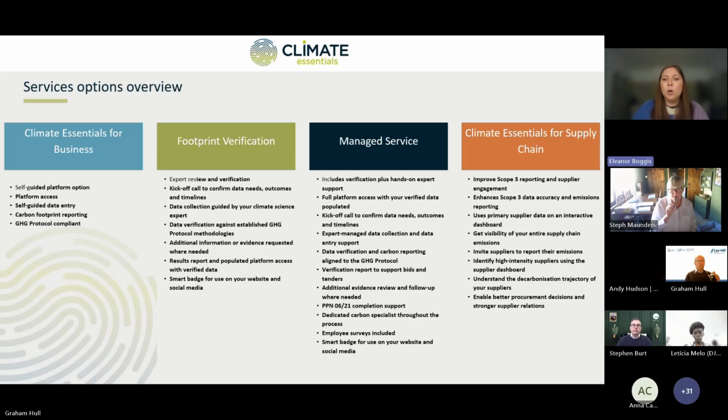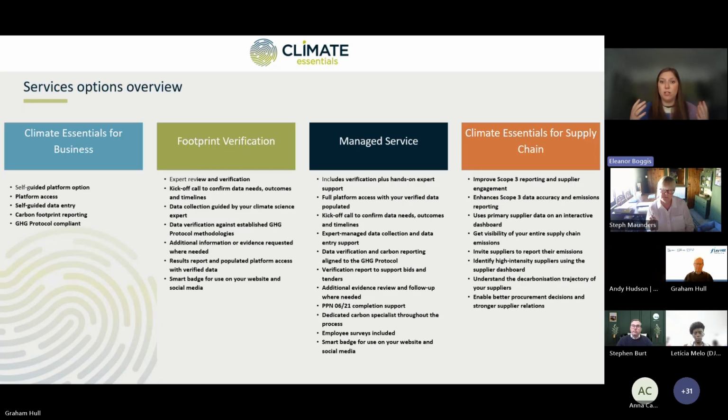And then finally, we have Climate Essentials for Supply Chain, which is really key here because this can really help you improve your scope 3 reporting and supplier engagement. So instead of relying on industry average data, which is what you're usually relying on when you measure your scope 3 footprint, you're not actually asking your suppliers what their emissions are. You're using averages, which more often than not will overestimate what your actual footprint is.